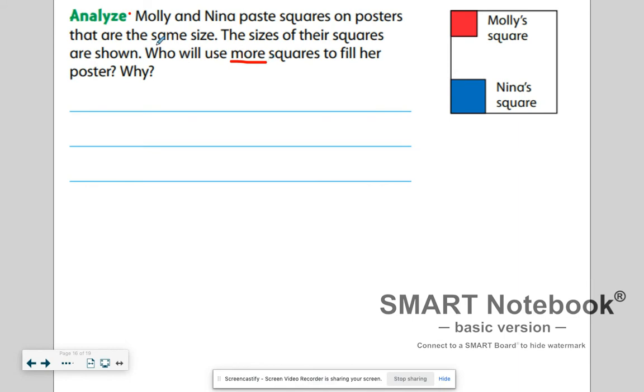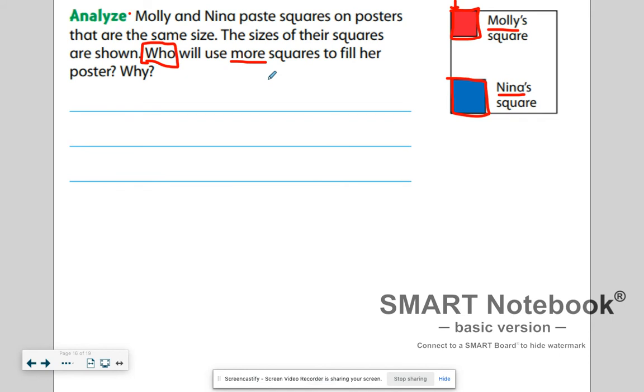Why? So let's look at our question. It says who. If you have a question that starts in who, that's going to be a person's name. So to answer this, your answer is either going to be Molly or Nina because it asks who. So who will use more? So look at the size of Nina's square and the size of Molly's square. Okay, I hope you see that Nina's is larger than Molly's. So that means Molly will use more squares to fill her poster because it takes more of Molly's squares to fill it up because they are smaller.